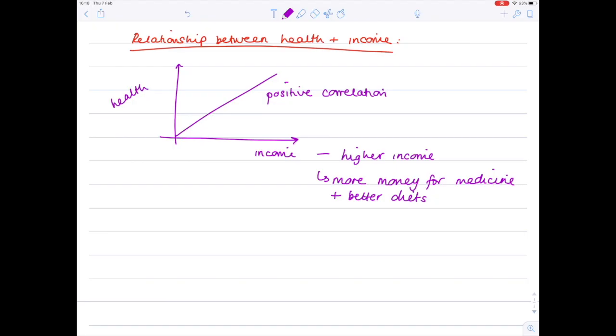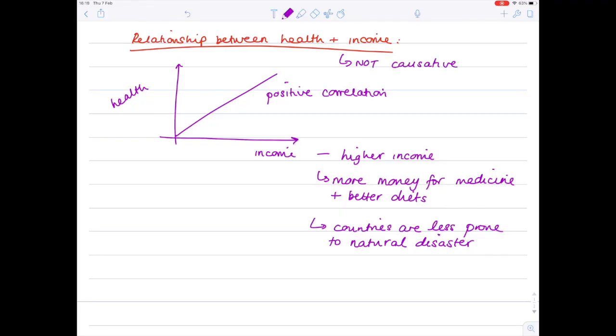And places where people tend to have higher income occur in countries which are less prone to natural disaster, because natural disasters like earthquakes obviously kill large numbers of people. Notice that the relationship between health and income isn't causative. So it's not necessarily true that having a higher income means that you have greater health.